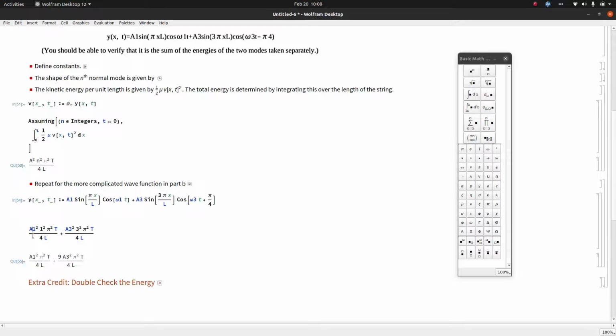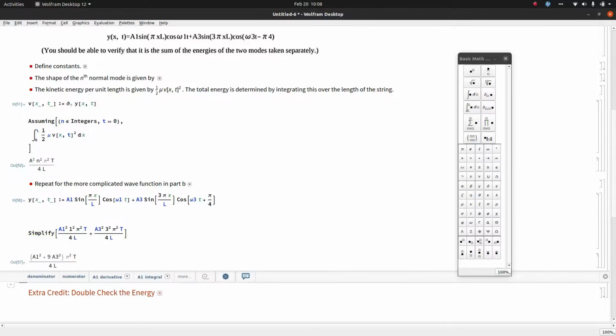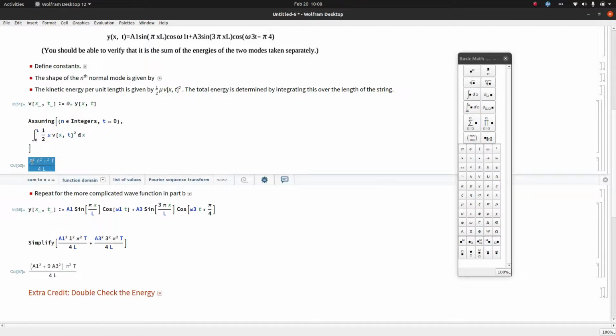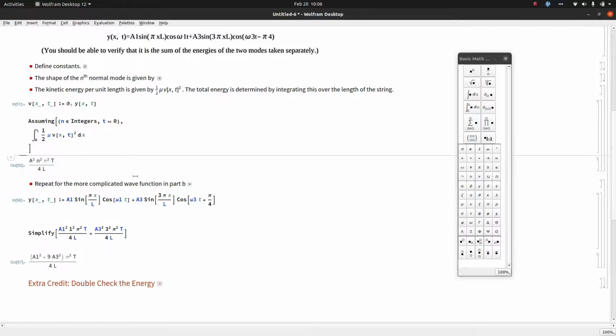If we want to simplify this, of course we can. We can factor a few things out, make it a slightly nicer form. But you can see we've got a pretty nice form here for the answer, even though it's a superposition and it's a little more complicated than the answer we got in part A.